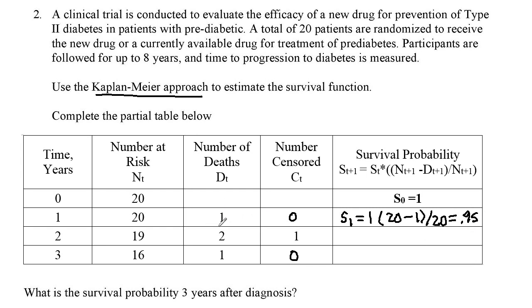Then 1 person progressed, so now at time 2 there's only 19 at risk. Then 2 more people progressed and 1 person was censored, so they were lost to follow-up. S2 starts at that 0.95, and you do the same pattern again: number at risk minus progressions, divided by number at risk. So this will be 19 minus 2 divided by 19, multiplied by the 0.95. To 2 decimal places, you get 0.85.